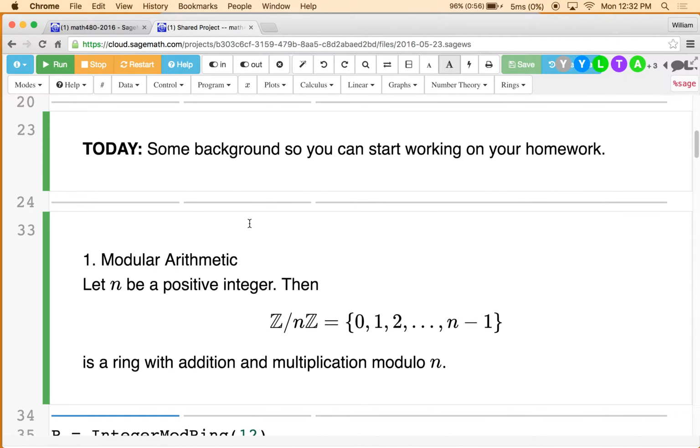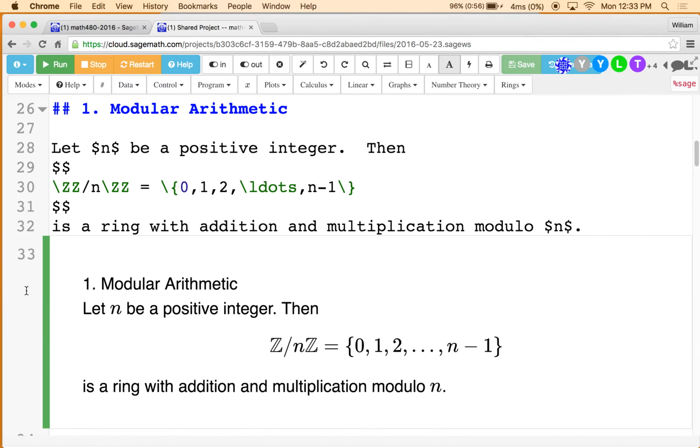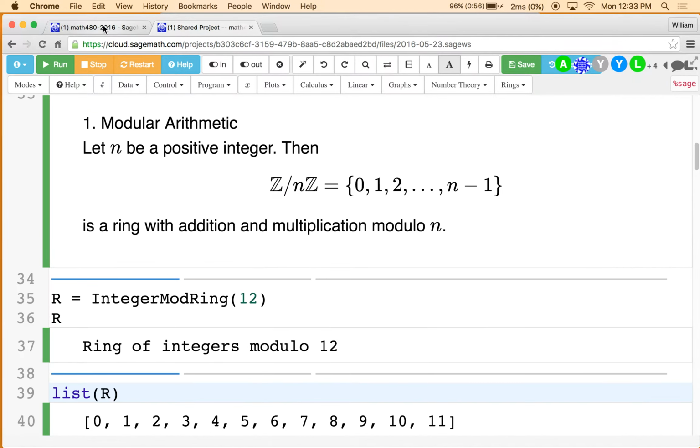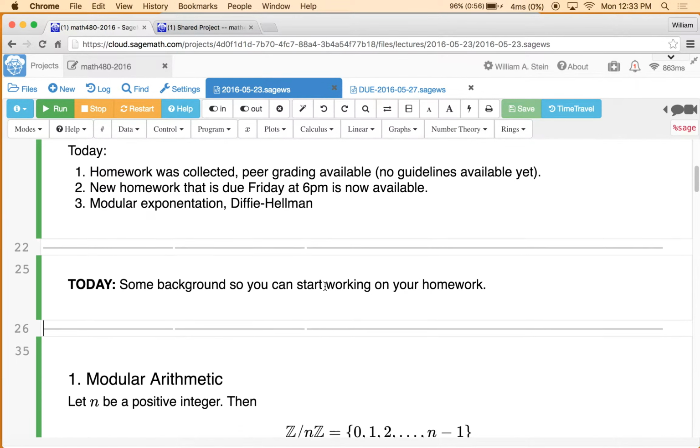You can view this as some background so you can start working on your homework in case you don't already know about public key crypto and exactly how to use this sort of stuff from Sage. So I'm going to start at the beginning. Actually, other people are playing around with this, so I will use my own copy.